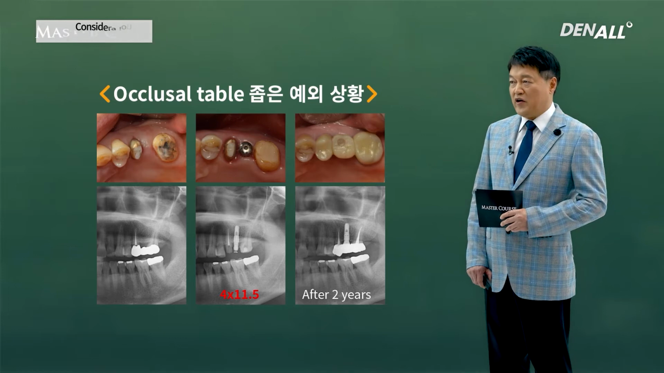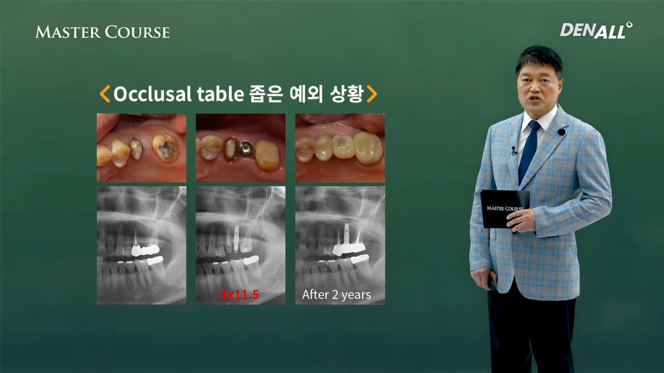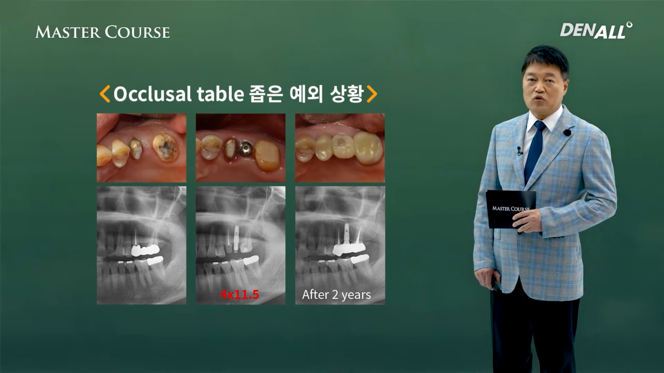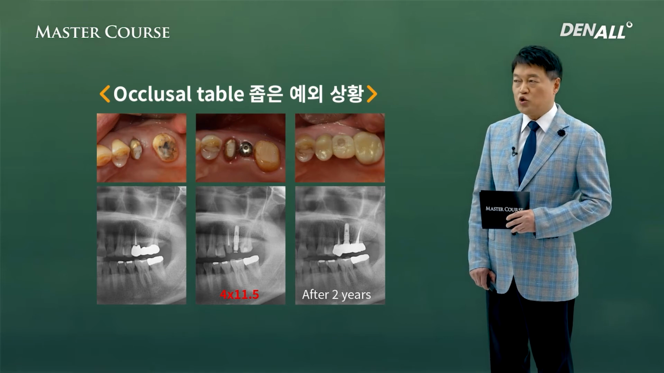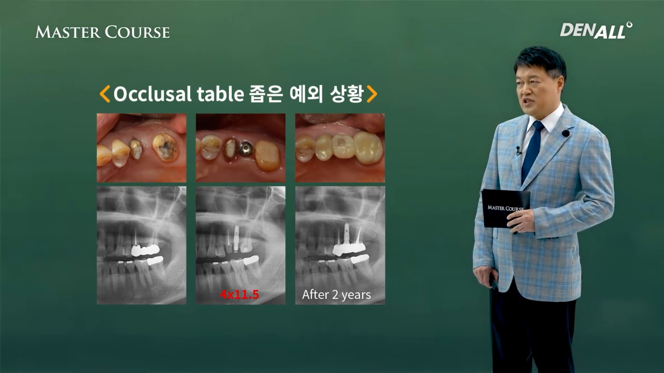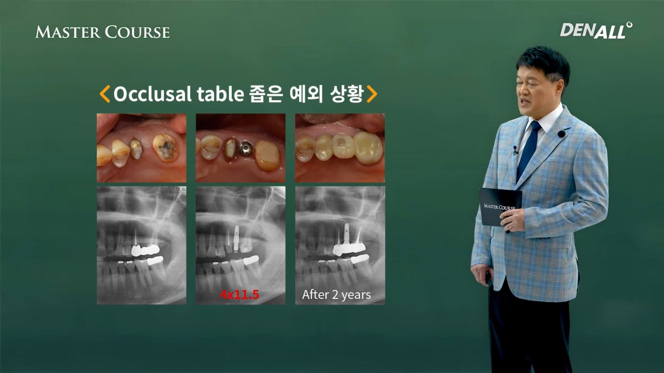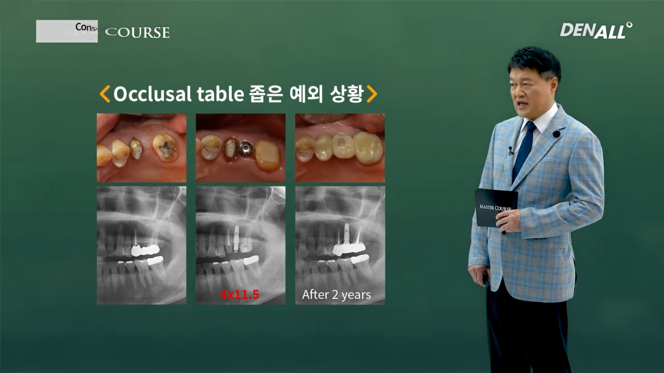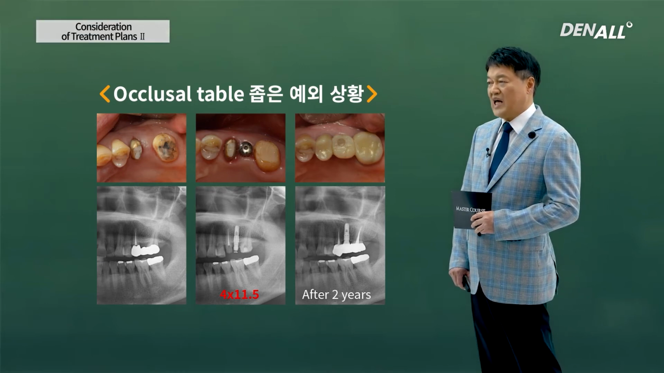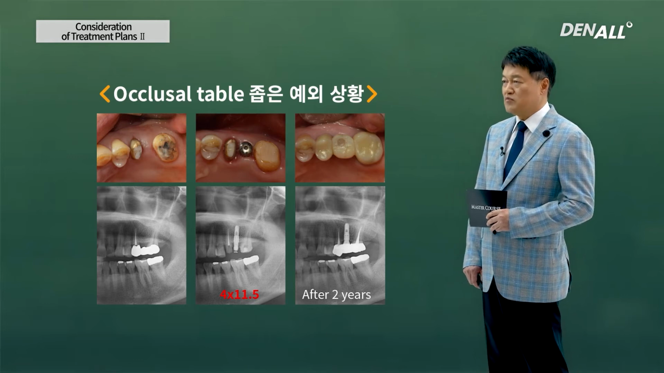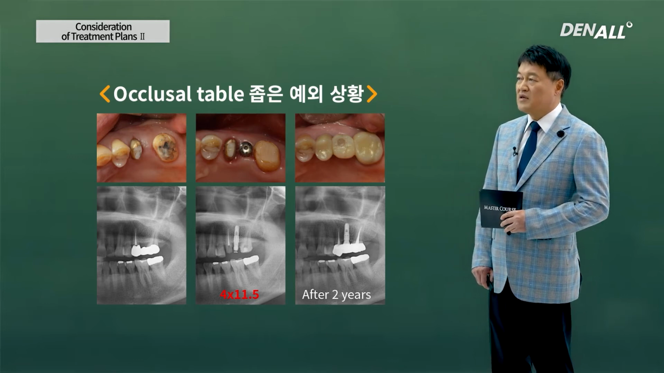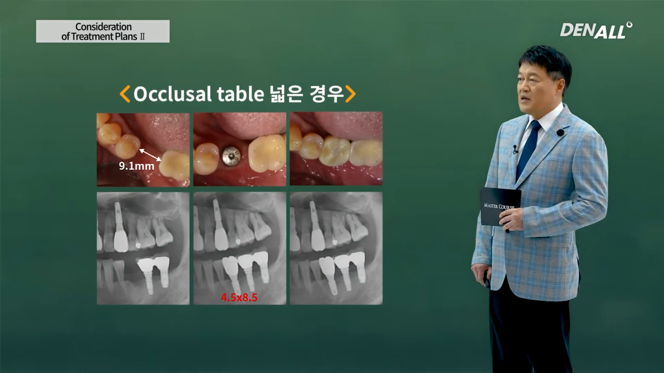But everything has exceptions. As you can see, even though it is molar area, occlusal table, it's very narrow, so you should not choose 5.0, but you also need to consider distance with adjacent teeth, and you can choose 3 millimeter diameter and face no problems.